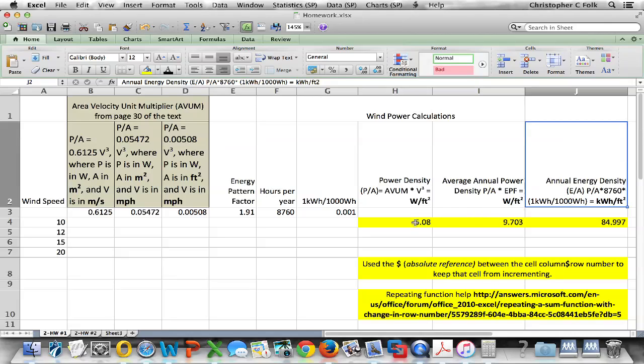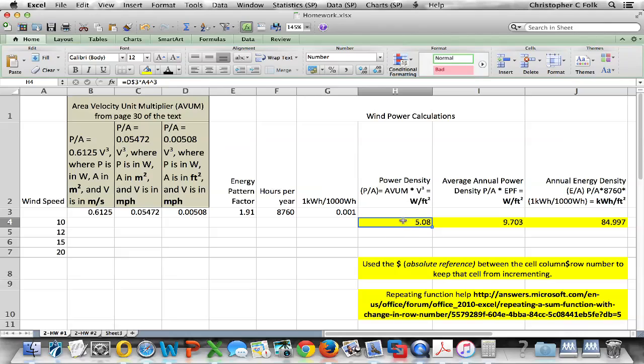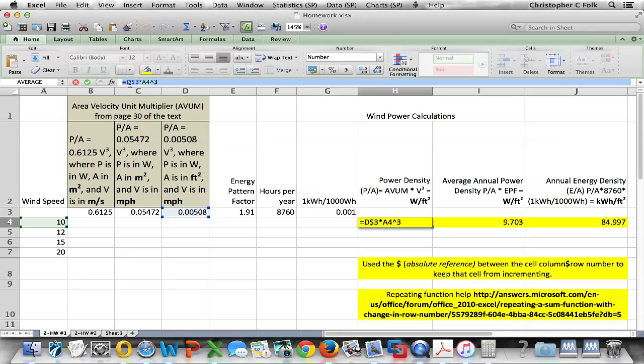I'm going to teach you a little Excel stuff here. So in this step here, I click on the cell and it shows me that I didn't just enter 5.08. Up here in the formula bar, I entered a formula. If I enter a formula, I start with the equals symbol, equals D$3. So D is the column, and 3 is the row.